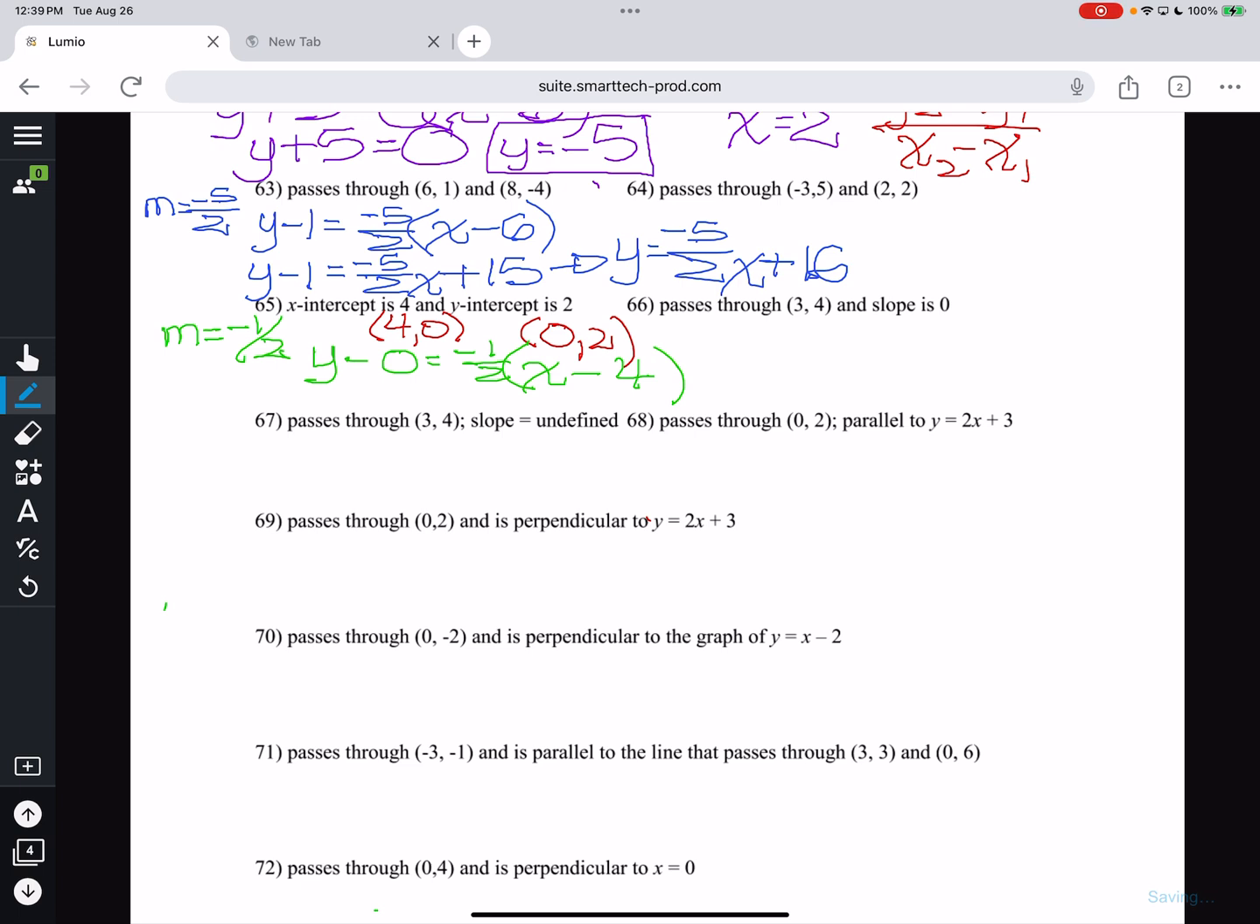What is half of 4? 2. And what do 2 negatives make? A positive. So y minus 0 equals negative 1/2 x plus 2. And that minus 0, the 0 crosses over, but anything added to 0 is just that number. So our final would be negative 1/2 x plus 2. Did we have to use point slope?